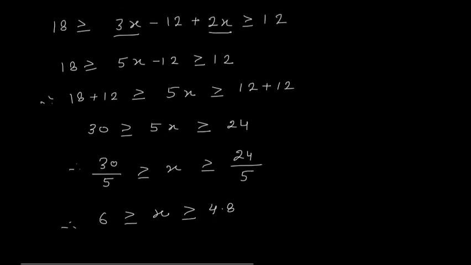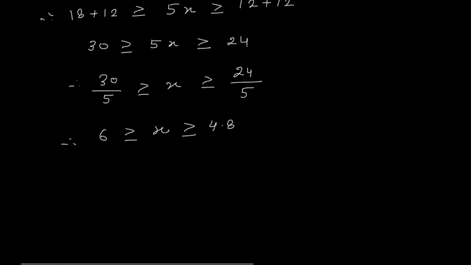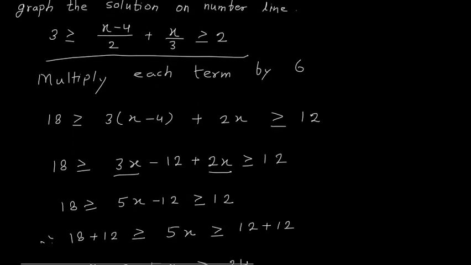Now in the problem, x is an integer. So the integers between 6 and 4.8 are 5 and 6, because 6 is included. So therefore x is 5, 6. This is the value of x. Okay, so this is problem number 14.